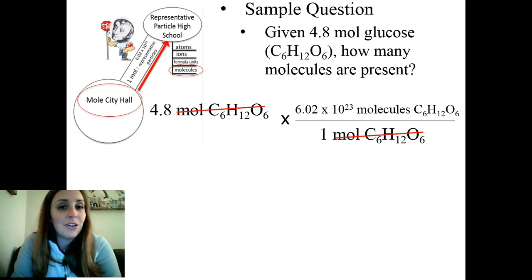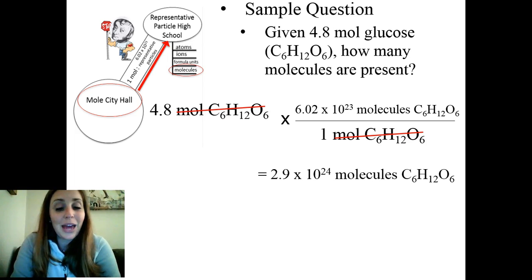So go ahead and type this in your calculator and see if you get the same answer I do. Did you get 2.9 times 10 to the 24 molecules of C6H12O6 or glucose? If you didn't, go ahead and ask a teacher so you can make sure you get your questions answered. If you did, you can move on.